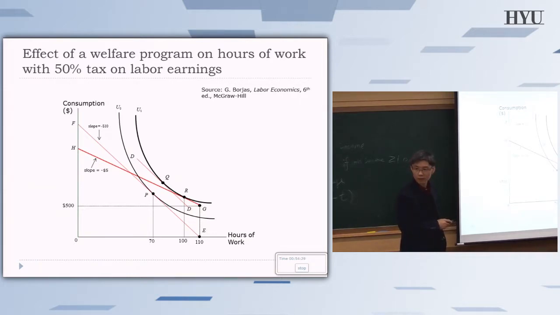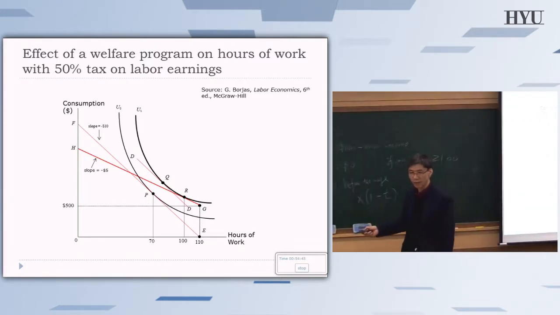Income effect. Okay? So by income effect, her leisure hours increase or decrease? P to Q, her leisure hours increase. Okay? Labor supply decreases. Moving to the right.